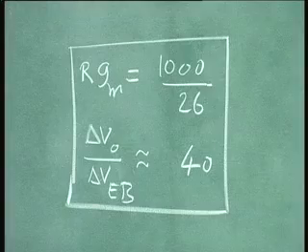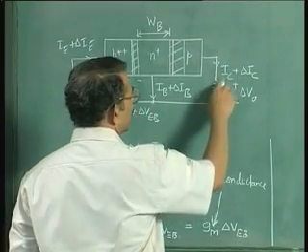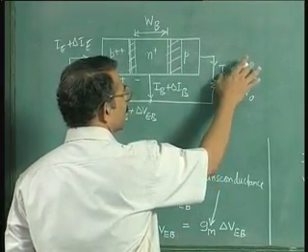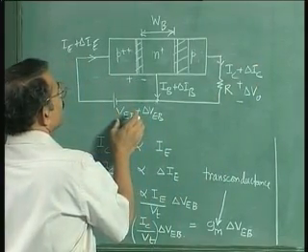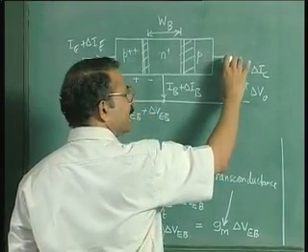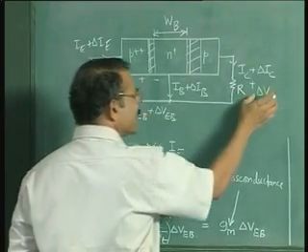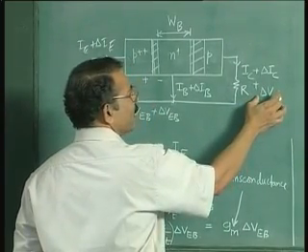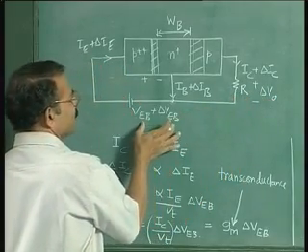So, we are not taking the ratio between V naught and VEB. Please understand this. V naught is the voltage across the resistance R because of this current, IC plus delta IC. And VEB is the DC voltage. So, we are not taking the ratios of the DC current, total current and total voltage. We are taking the ratios of the increment in the voltage across the resistor and the increment in the emitter base voltage.